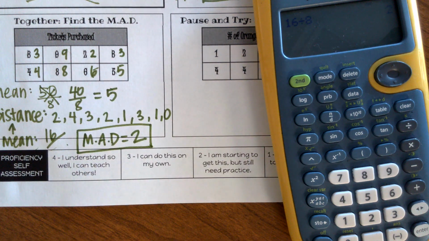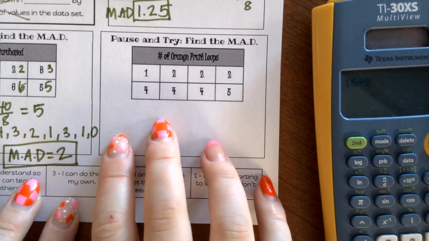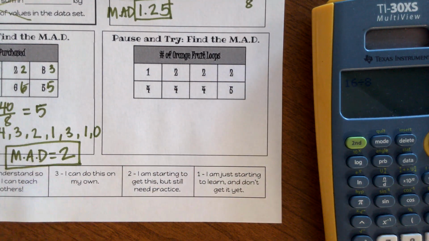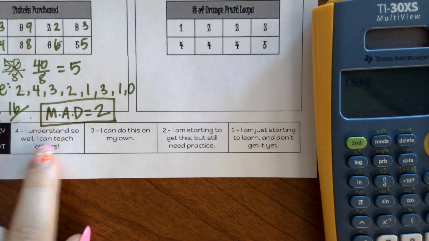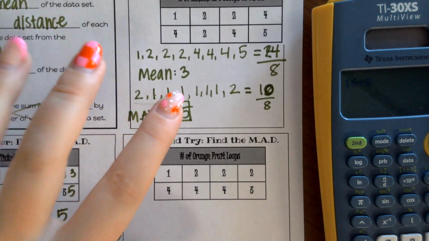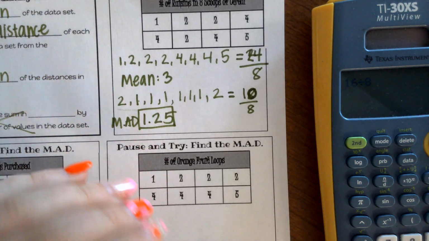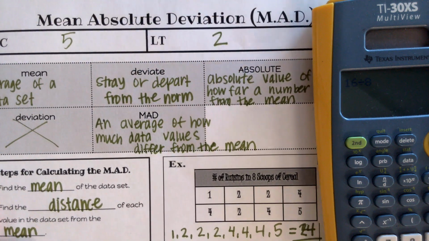Okay. All right, so you're going to go ahead and pause and try, and then you'll have a quick practice to do afterwards. So you want to make sure to rate yourself on how you're feeling with this. I know this can seem like a complicated process, but the more that you do the steps, it will get easier and easier for the MAD. Okay. All right. Good job.